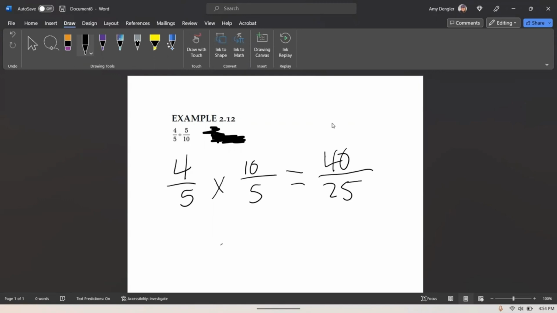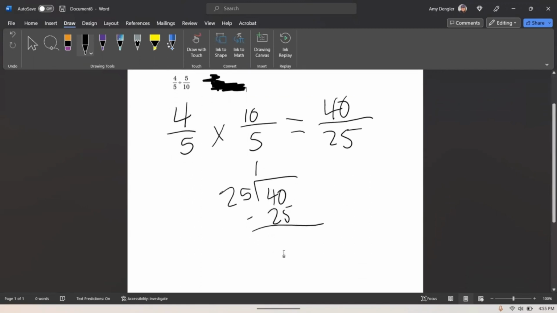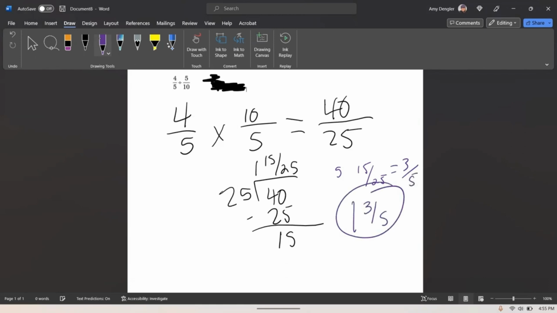So if we turn this into a mixed number, 25 can only go into 40 evenly once. 40 minus 25 is 15. So then we get 1 and 15/25. That 15/25 can also be further reduced. I know, it's so fun. Let's try 5. So we'll do 15/25. 5 into 15 is 3, and 5 into 25 is 5. So our answer is 1 3/5.